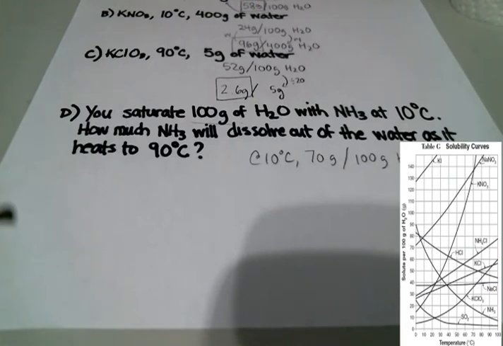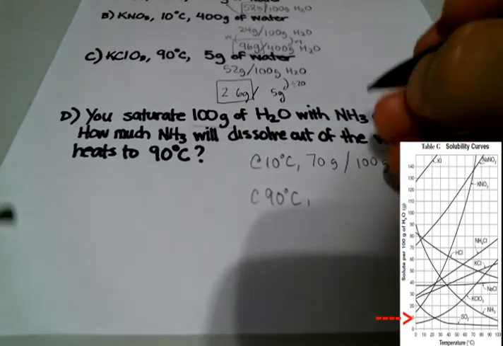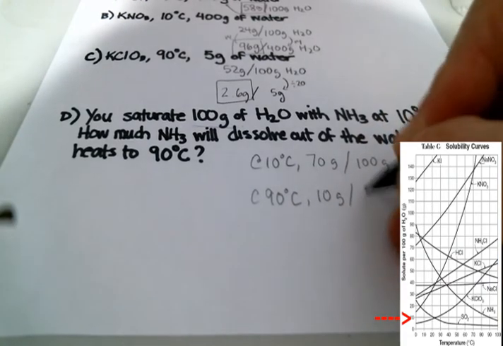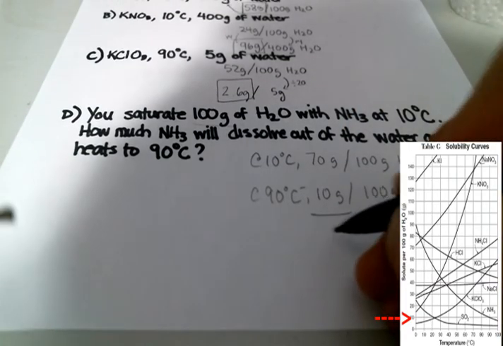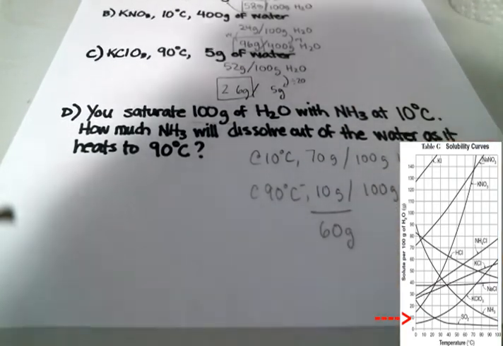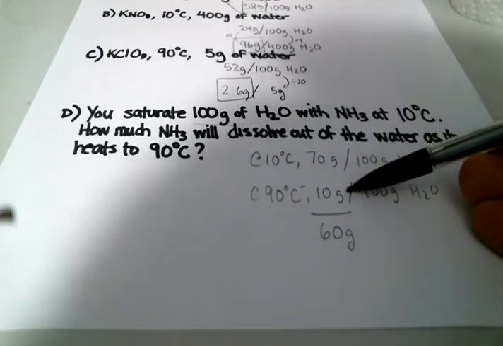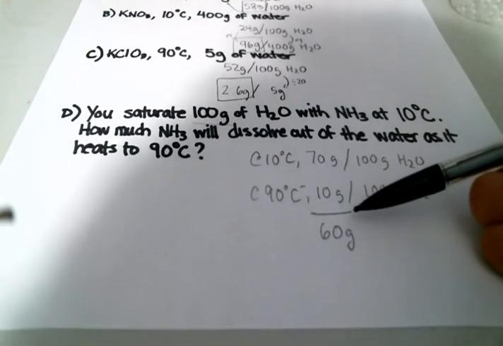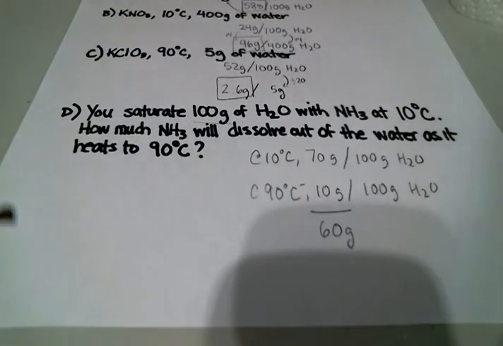Then we heat the ammonia up to 90 degrees. So we'll look at the 90 degrees, track that up, and we'll find that at 90 degrees, we only have a solubility of about 10 grams per 100 grams of water. So basically I've got to subtract these, because 60 of the 70 grams that I dissolved when I started can't stay in the water once the temperature gets to this point. So 60 grams of ammonia basically come out of the solution and leave the water as it heats up.